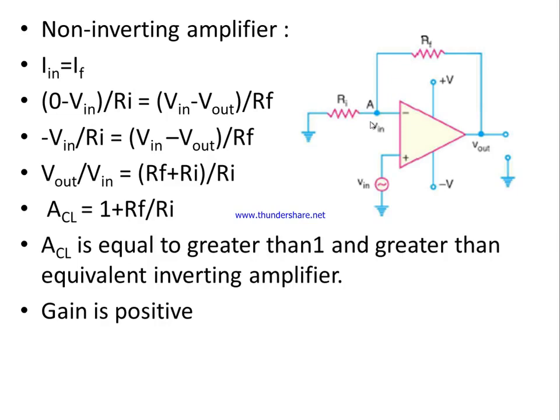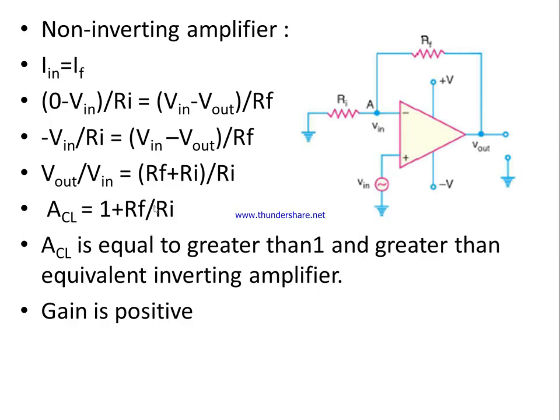That is, 0 minus Vin by Ri is equal to Vin minus Vout by Rf. So solving this, minus Vin by Ri is equal to Vin minus Vout by Rf. Okay, so we need Vout by Vin. Rearranging all this, Vin minus Vout by Rf goes to one side and minus Vin by Ri comes to the other side, then it will become Rf by Ri. Okay, so dividing, closed loop gain is equal to Rf by Ri plus Ri by Ri, which is 1, so it will become 1 plus Rf by Ri. This is the equation for closed loop gain of a non-inverting amplifier.